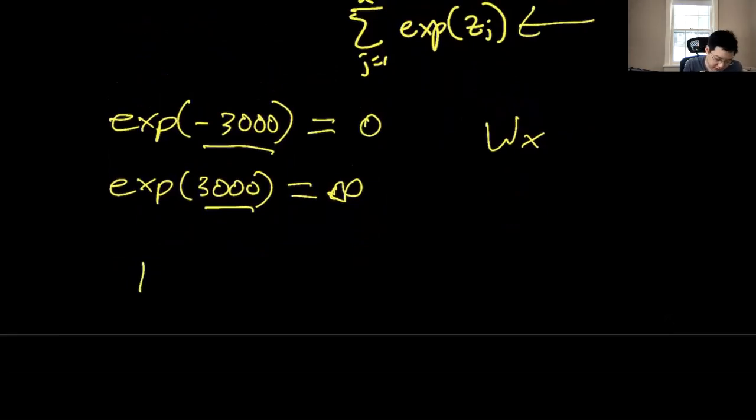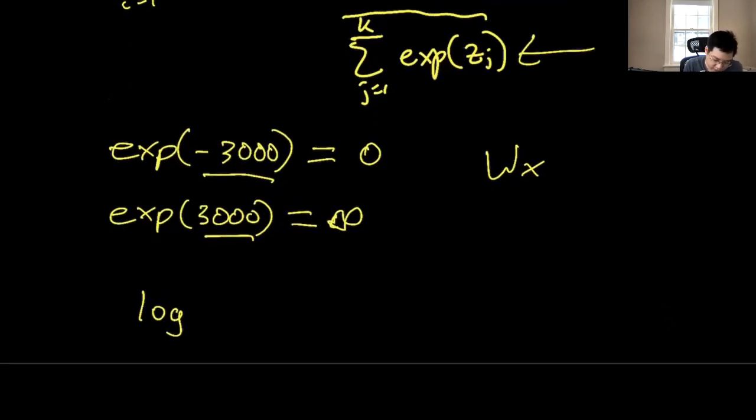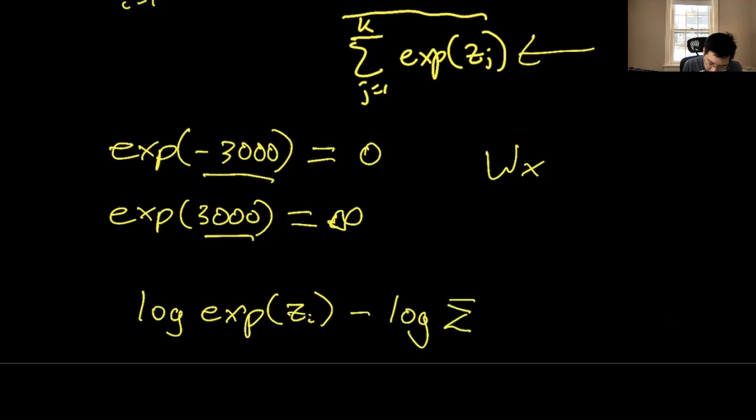That's why people care about log. When they want to compute this log probability, they basically compute something like this: they take log exp of z_i, and then they subtract the log denominator. And this is finally where we get the log sum exp operation. So log of the sum from j equals 1 to k of exp of z_j.